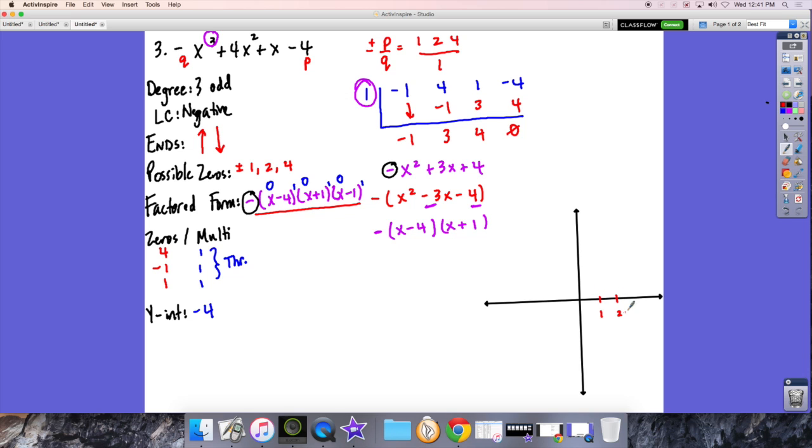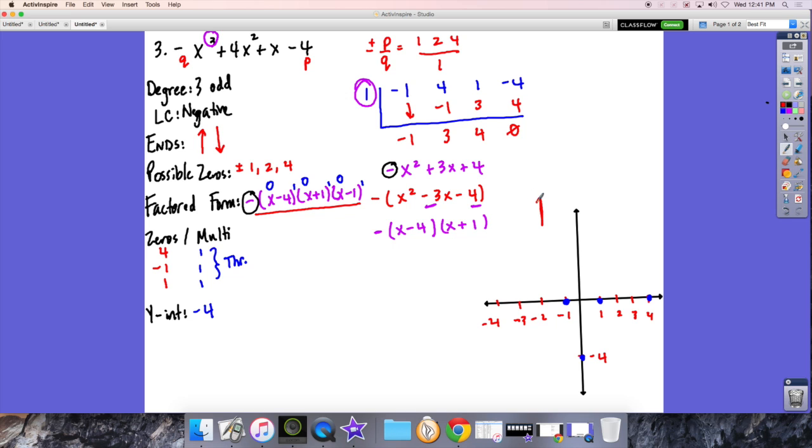Alright, so if we graph this now, get your coordinates, your x and y axis ready. Alright, so we're going to get our zeros first. So our zeros are at negative 1, 1, 4, and we're going to cross at negative 4.